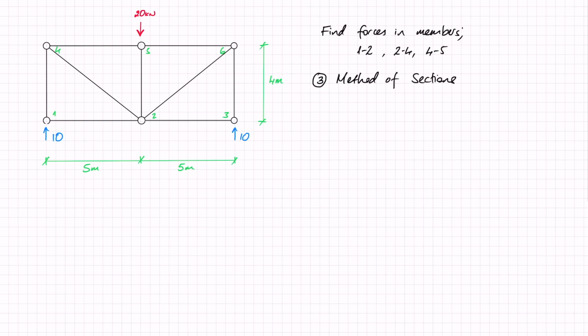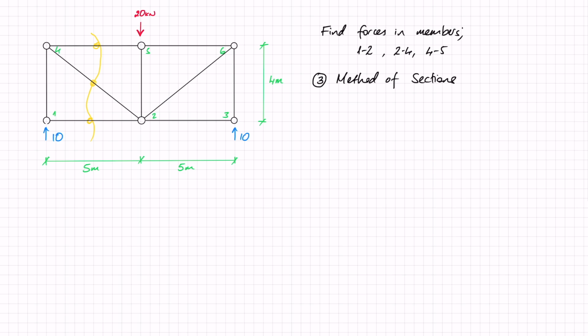Okay, what I'm going to do first is check where the members are that I need to find the forces in. I've been told that I want to find the force in this member here, 1, 2, in 2, 4, which is this member here, and 4, 5, which is this member here. That really already gives us where I'm going to cut. So I'm just going to make a cut here through these members.